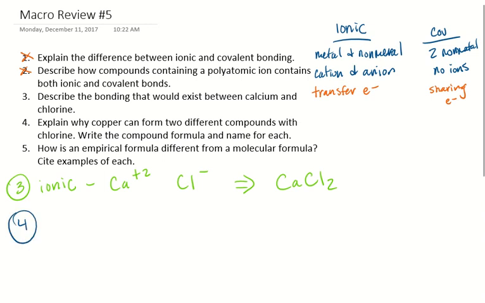Explain why copper can form 2 different compounds with chlorine. It's a what? Jan, it's a what? Transition metal. So, in this case, we know that it forms multiple oxidation states. So copper can be plus 1, copper can be plus 2. If it's forming a compound with chlorine, copper plus 1 would be CuCl, and copper plus 2 would be CuCl2. Copper 1 chloride, copper 2 chloride.